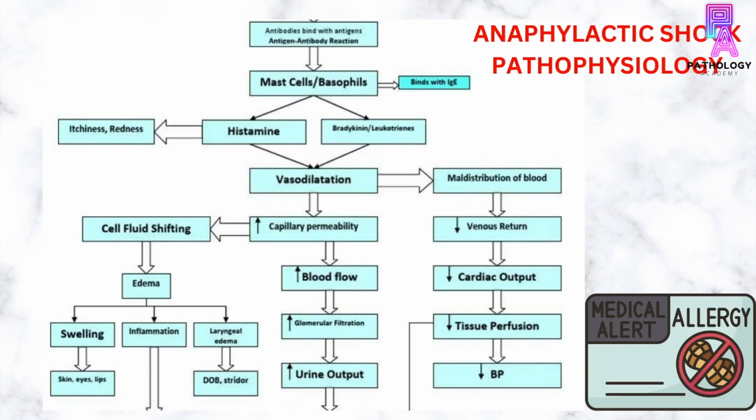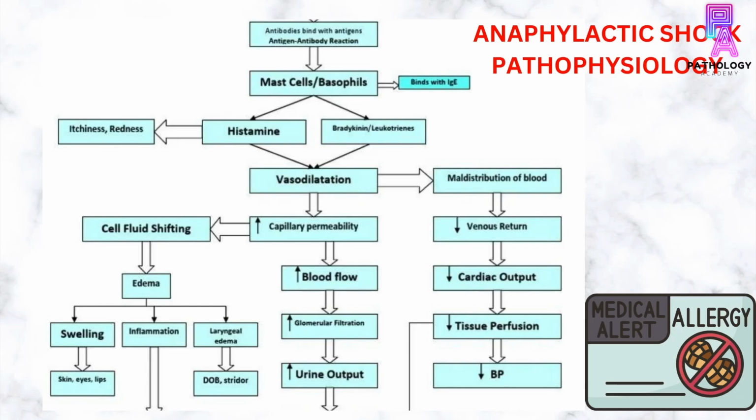Pathophysiology of anaphylactic shock. Because of exposure to the allergen, there is an antigen-antibody mediated reaction in the body which causes activation of mast cells and basophils and release of mediators like histamines, bradykinin, and leukotrienes. These mediators cause vasodilatation and increased capillary permeability, which will lead to fluid shifting out of the cells and development of edema, causing swelling in the skin, eyes, and lips, and also laryngeal edema, which leads to difficulty in breathing and stridor.